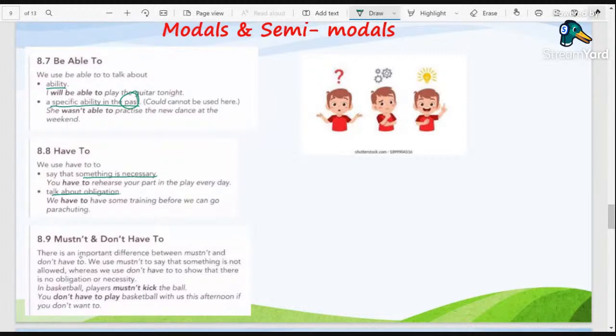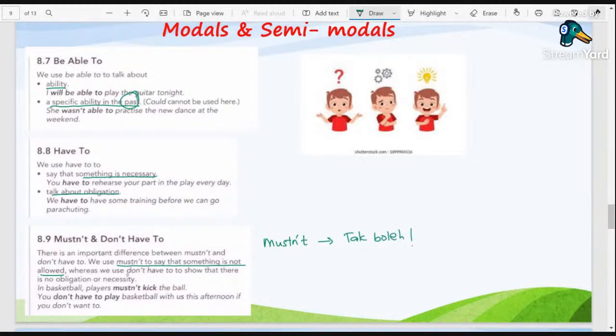Okay, so yang last kali, there mustn't and don't have to. There is an important difference between mustn't and don't have to. We use mustn't to say that something is not allowed. Okay, so mustn't, tak boleh.